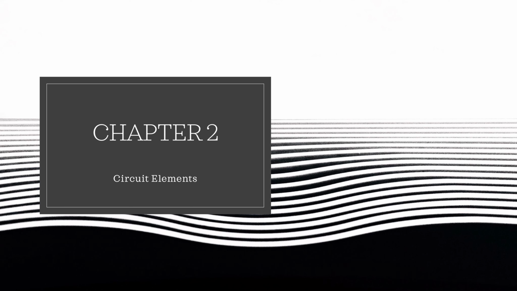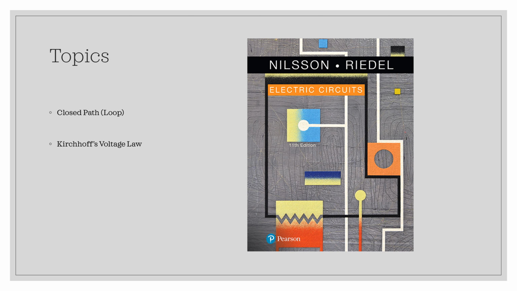Chapter 2, Circuit Elements. In this lecture, we will define a closed path, also known as a loop, and describe the behavior of voltage within a closed loop. Next, we will define Kirchhoff's voltage law and perform some example problems demonstrating how to use Kirchhoff's voltage law to analyze simple circuits.